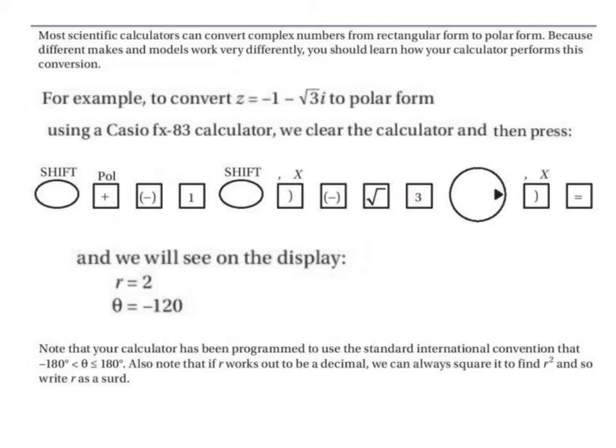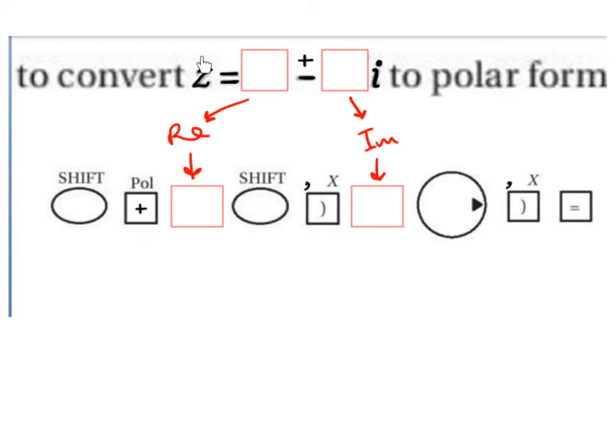And then you substitute this into r cis theta. Note that your calculator has been programmed to use the standard international convention that theta is between minus 180 degrees and positive 180 degrees. Also note that if r works out to be a decimal, we can always square it to find r squared, and so write r as a surd. So to convert z equals something plus or minus something i to polar form, Shift plus, the real part, Shift bracket, the imaginary part, the right arrow, bracket, equals. And the POL stands for polar.